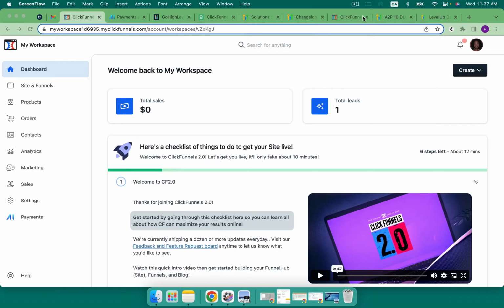What I want to do today is break down payments and payment processors within both pieces of software. Let's jump into the editors and take a look around. First up, let's take a look at ClickFunnels.